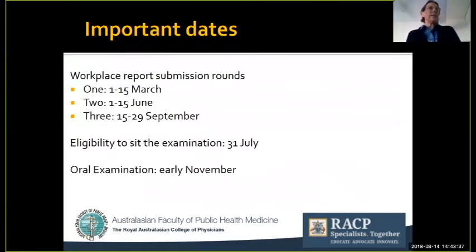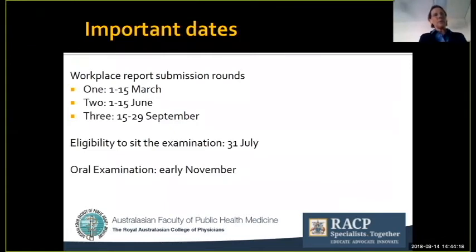These dates are in the handbook and they're on the faculty website. So there are 3 workplace submission rounds, one in March, which is right now, one in June and one in September. The assessment of eligibility to sit the exam is the 31st of July. And to sit the exam, you have to have passed 2 workplace reports. So if you submit one of those 2 that must be passed in the June round, there is a very good chance that you won't have a result by 31st of July.